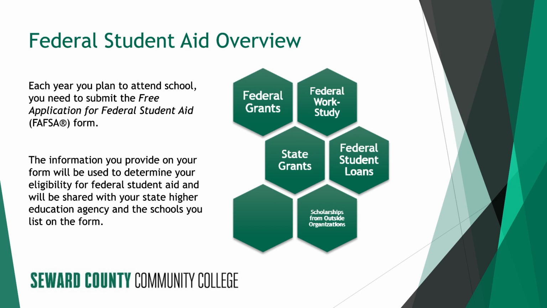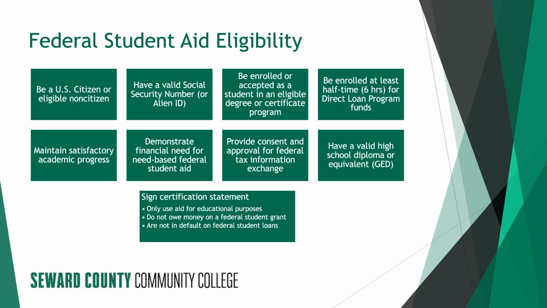All federal student loans have a 6-month grace period after you graduate or drop below 6 hours a semester before payments begin. To be eligible for federal student aid, the student must be a U.S. citizen or eligible non-citizen. They must have a valid Social Security number or alien ID. They must be enrolled or accepted as a student in an eligible degree or certificate program. If you question whether your program of study is eligible for federal aid, please contact your financial aid office.